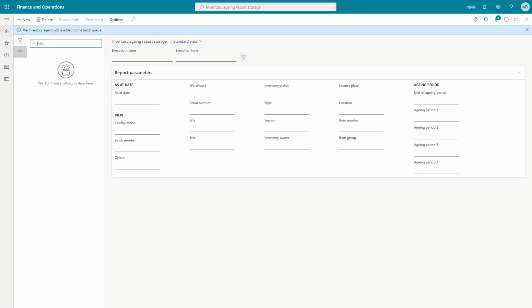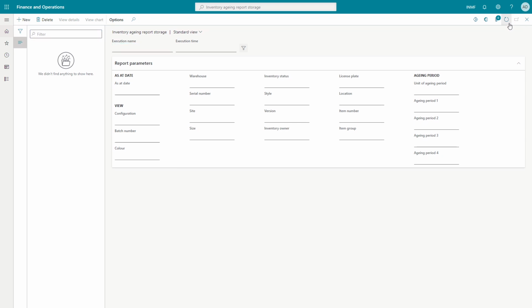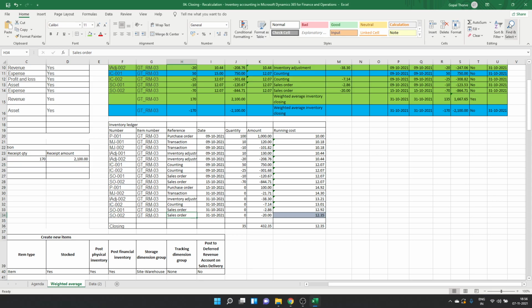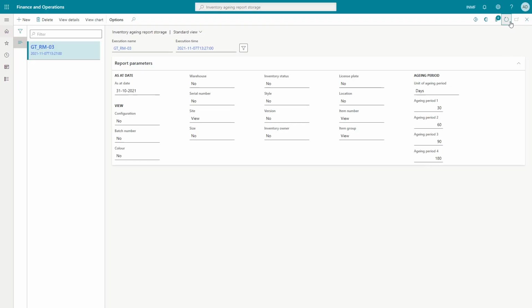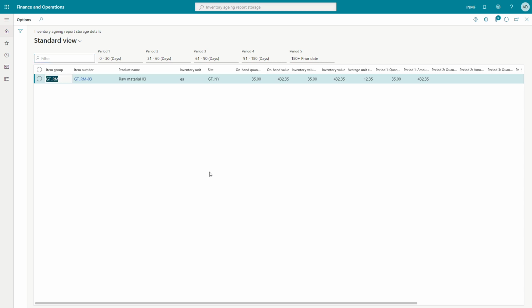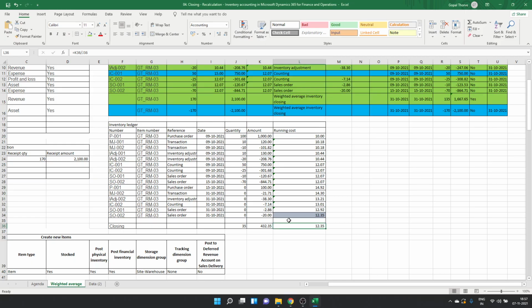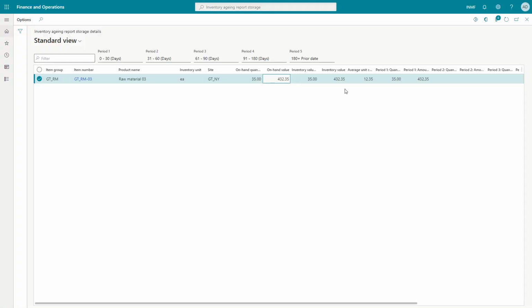Let's run this. What should it show? It should show me 35 as closing balance, 432 as my inventory value, and 12.35 as my average cost. Okay, so this aging report is ready. I can see I have an on hand quantity of 35, and 432.35 is my closing value. Okay, and what is my unit cost? It is 12.35.